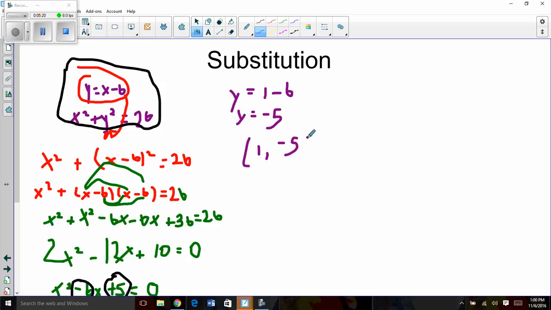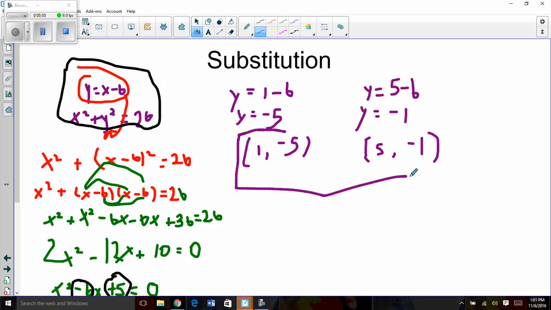Then we can also plug in our 5. When x equals 5, y equals 5 minus 6. So y equals, again, sorry about the handwriting, negative 1. So we have the solutions, parenthesis, 5, negative 1, and 1, negative 5. So these are your two answers. Sorry, doing this with my mouse on my laptop. So your answers are 1, negative 5, and 5, negative 1.